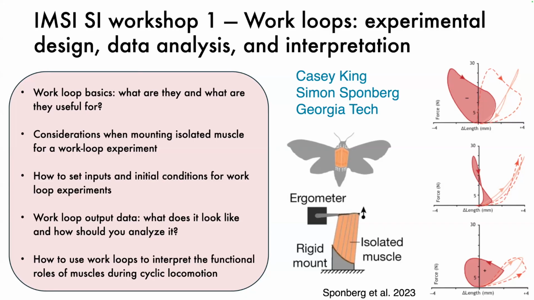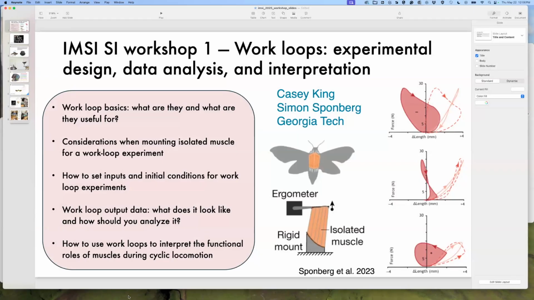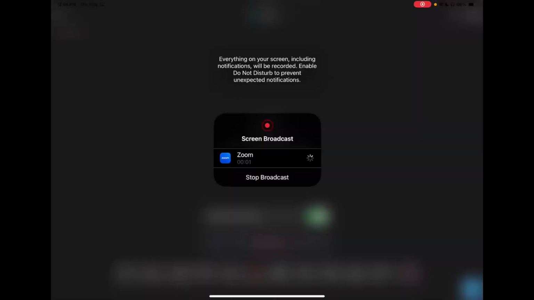about what a work loop is and why we use it. In IMSI, not everybody may be familiar with muscles and how we try to make measurements from them. So this is the first workshop on how to do some of that characterization beyond some of the very simple static measures that we've made in the past. So I'm going to stop sharing that slide and instead switch to my iPad, because I think it makes a little bit more sense to just do this effectively as a whiteboard.